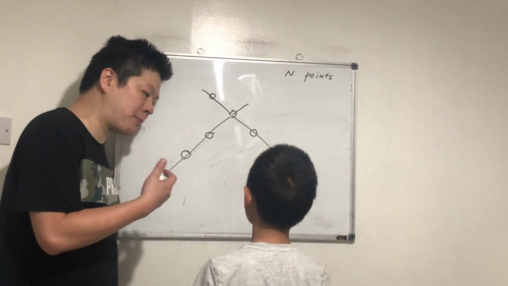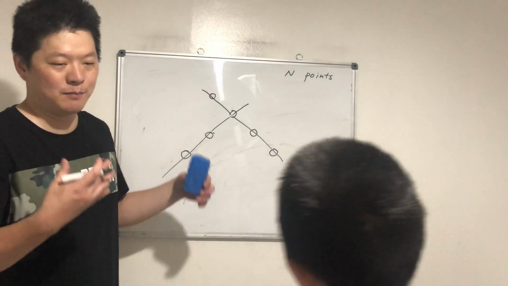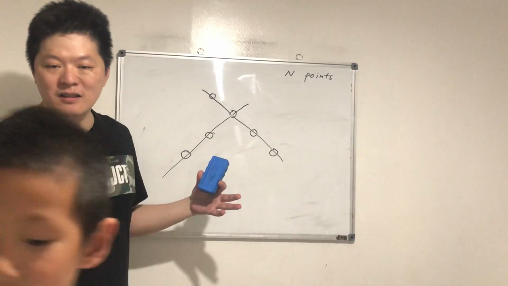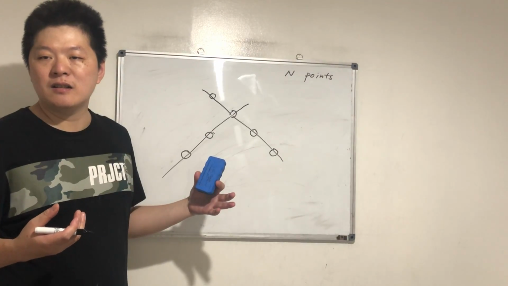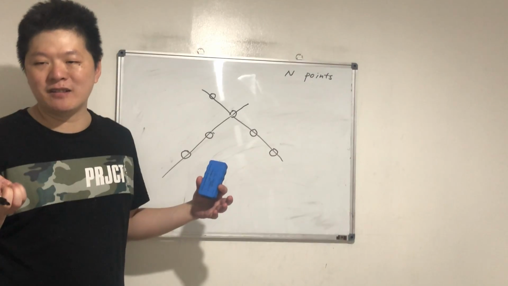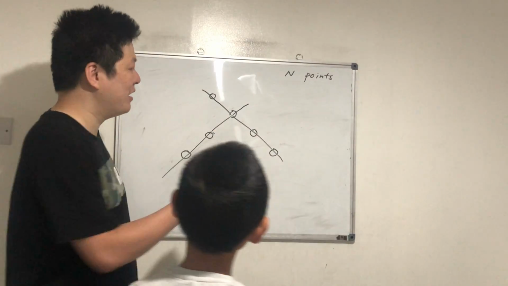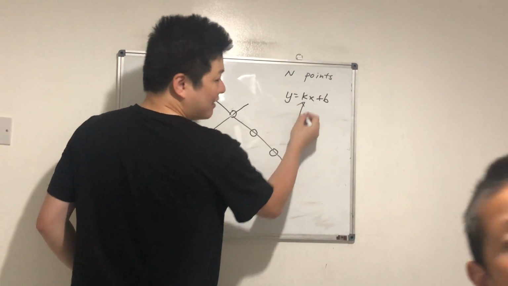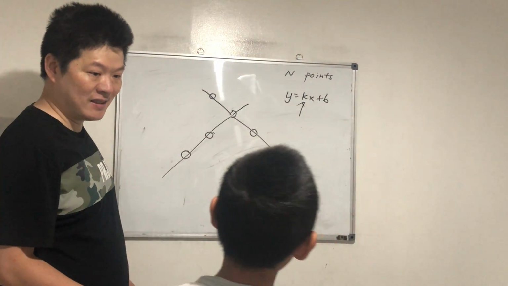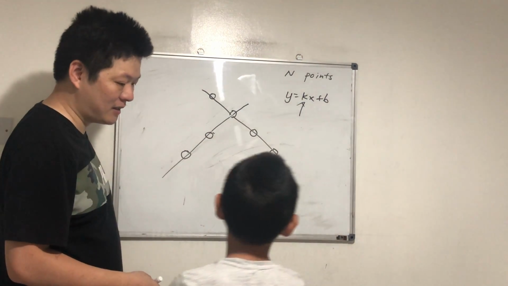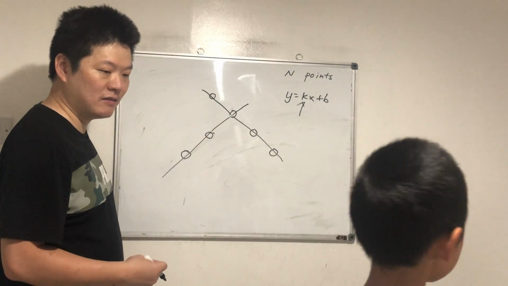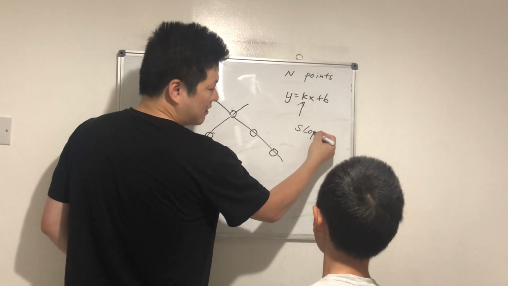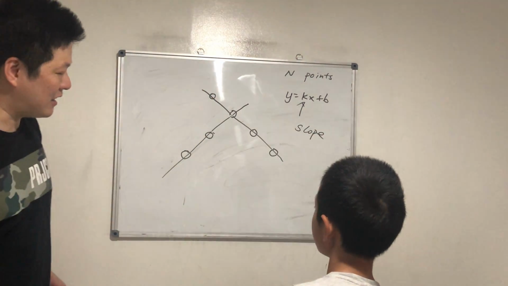We spent most of the time discussing the concept of lines in the last 5 minutes. What's the concept you learned previously? The line. y equals k times x plus b. What's this k? Slope, okay?